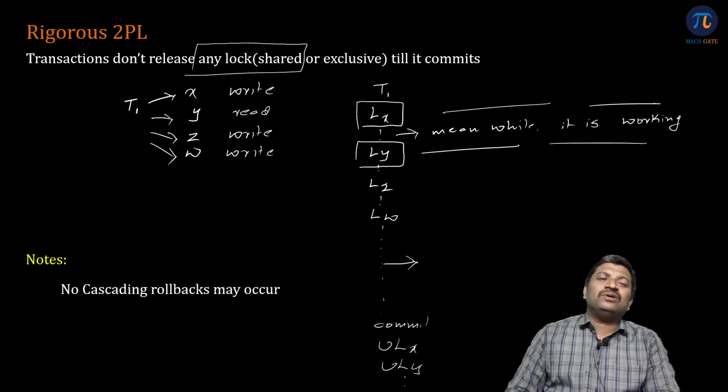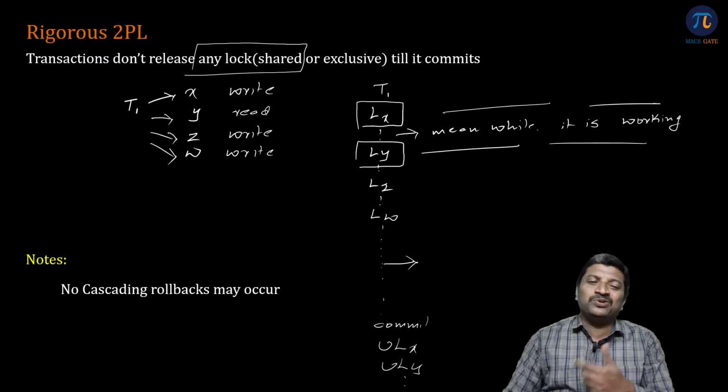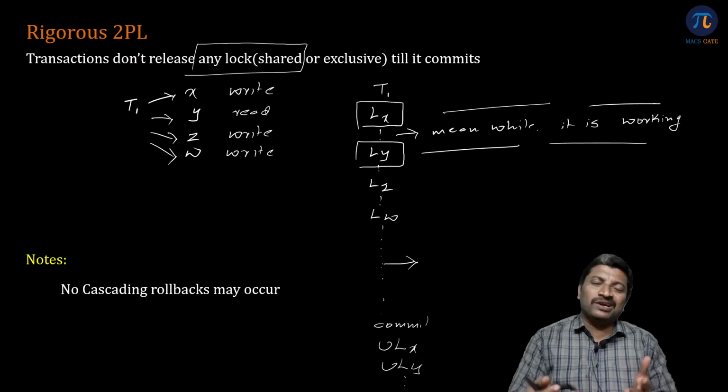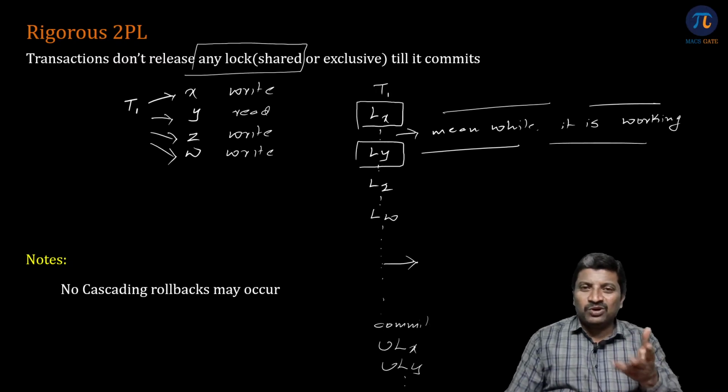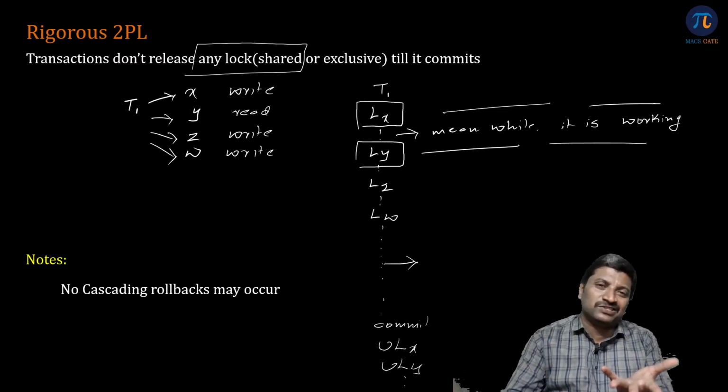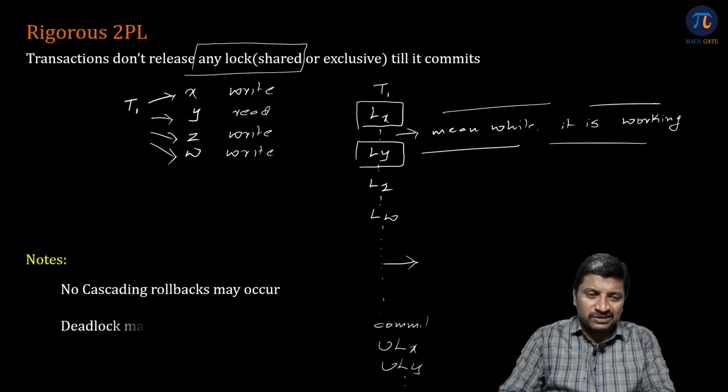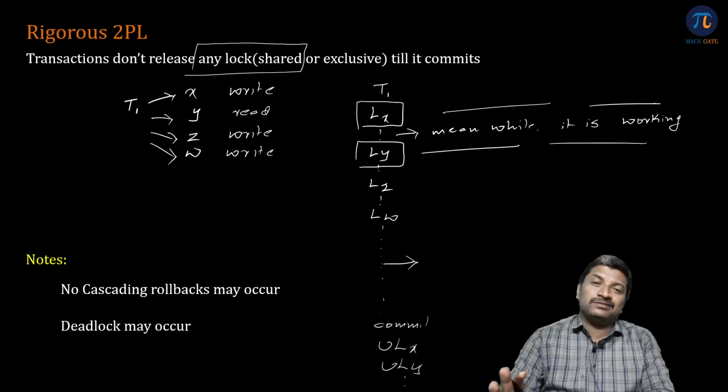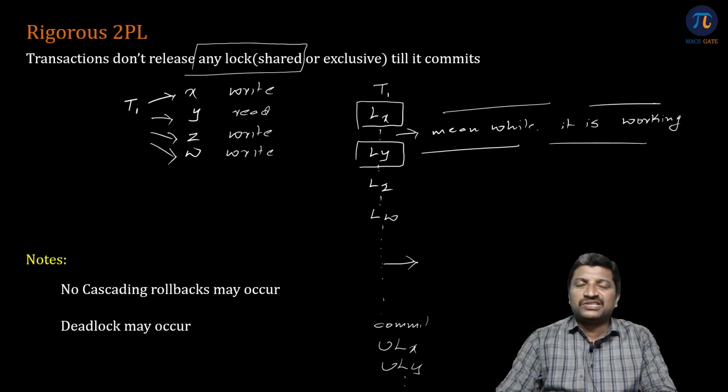So here also no cascading rollbacks, sir. Sir, if strict 2PL is producing no rollbacks, how can rigorous, sir? Strict is not releasing only X locks. This fellow is not releasing any locks. So surely no rollbacks. But there is a chance of deadlock. The same example you can trace out for these three types, sir. That's why I gave only one example for basic. The example which we discussed for basic, you can trace it for strict as well as rigorous also.